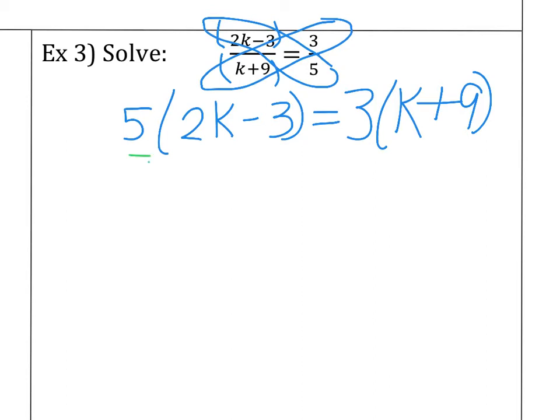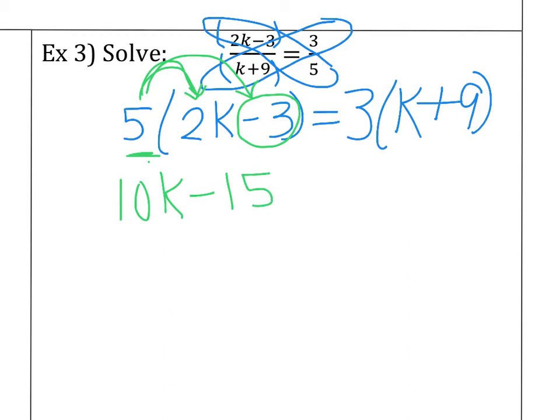So what do we have to do with this number? Y'all are getting really good at distributing. Remember those arrows to remind us we need to go to both numbers. So starting with the 5, we're going to multiply 5 times 2k, 10k. 5 times, make sure you include the sign, 5 times negative 3. What's 5 times negative 3? That would be negative 15. All right, bring down the equals.